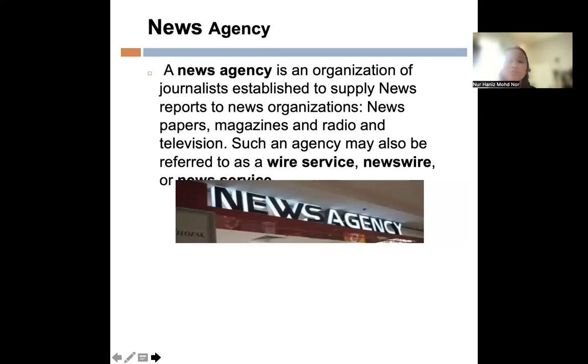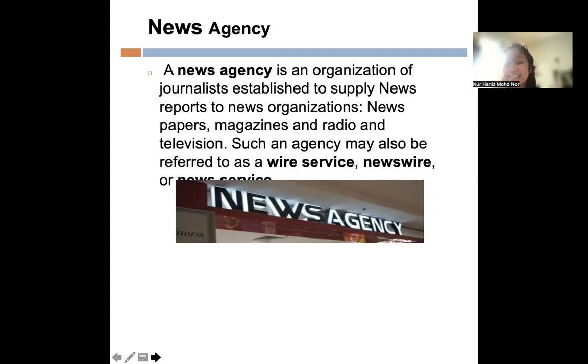So basically, a news agency is an organization of journalists established to supply news reports to news organizations: newspapers, magazines, radio, and television. So again, when we talk about a news service, you have to be a media organization to subscribe to this news agency, because you have to pay an amount of money, and then you can get the information directly.